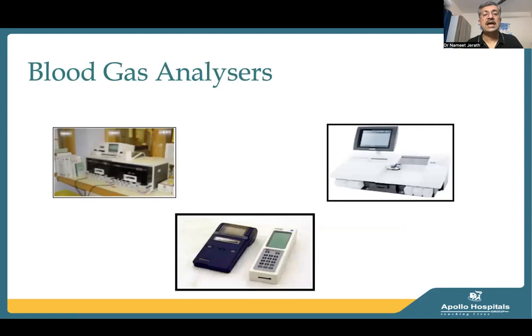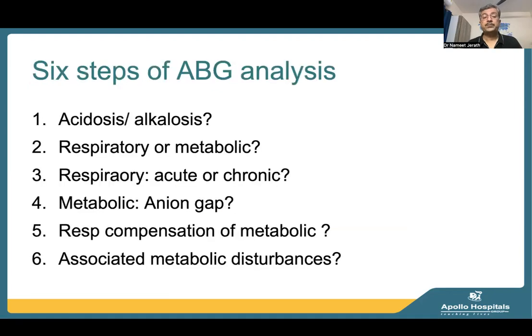So there are many blood gas analyzers, from older, very heavy duty machines, to much more compact machines with a great number of variables, and even a very compact handheld machine which is available. All of these give very good, reliable numbers, and they can be very well relied upon.